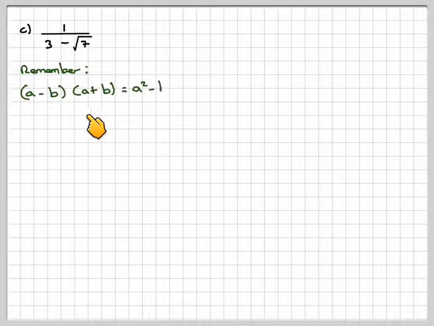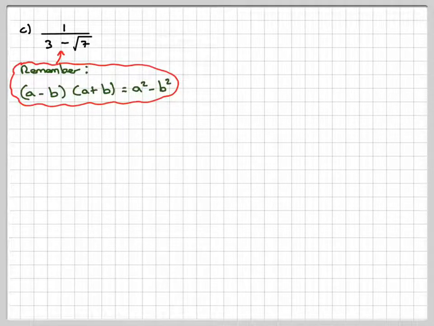Now, in the last case, we've got 1 over 3 minus root 7. If I multiply by root 7, that's not going to remove a square root sign from the denominator. So remembering back from the previous video, we use this idea: a minus b times a plus b is a squared minus b squared. So I've got 3 minus root 7. So what I do is I multiply the bottom by 3 plus root 7. Look at the sign here. If it's minus, make it a plus. If it's a plus, make it a minus. So the same thing, but just change the sign. And because you've done it to the denominator, you have to do it to the numerator.